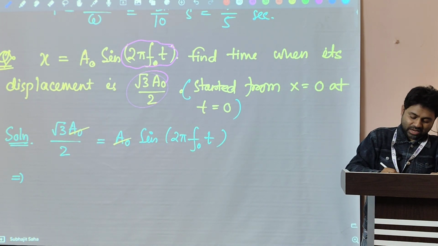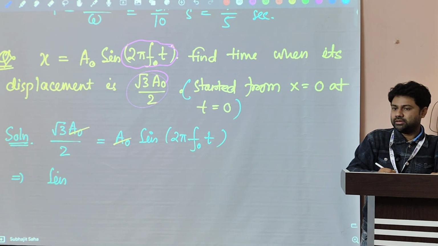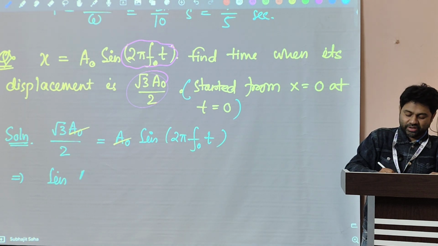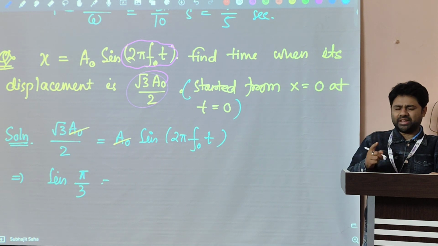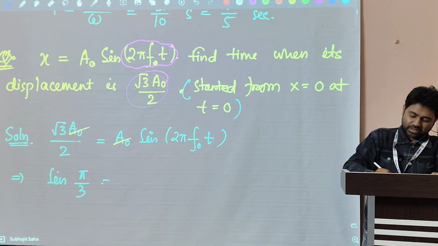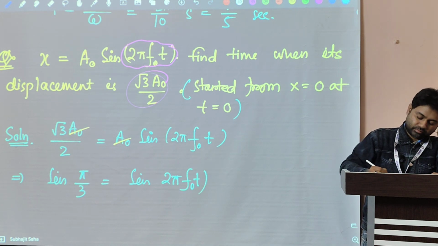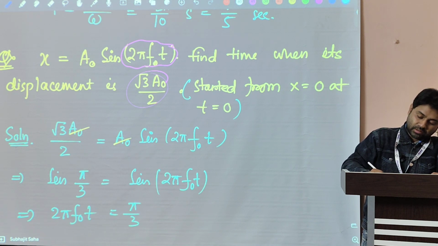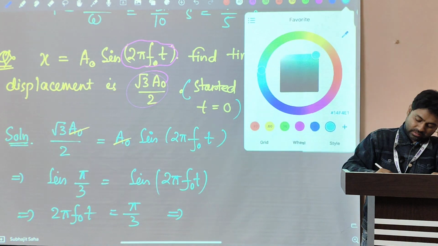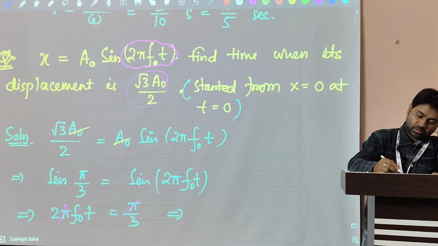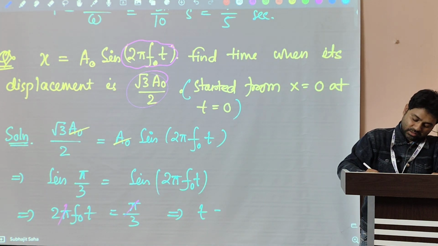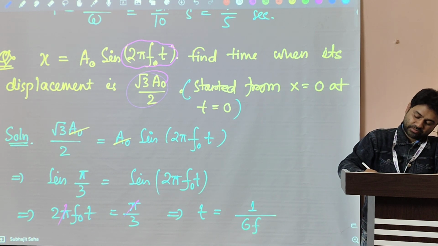So root 3 by 2 means sine 60 degree, that is pi by 3 in radian. Always express the angles in radian, not degree. Degree doesn't work here. So by comparing, you say 2 pi f naught t equals pi by 3. So t will be 1 by 6 f naught.